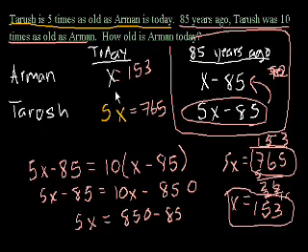If you say Armand is 153 and Tarush is 765, then 85 years ago Armand would have been 68 and Tarush would have been 680, and notice that's 10 times. So it worked out. So we're ready to tackle another problem. We'll do one more problem. Let's see.